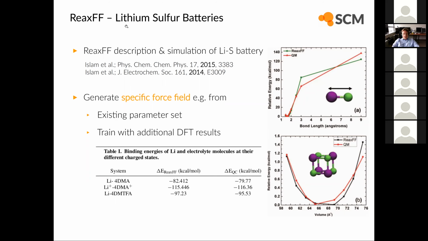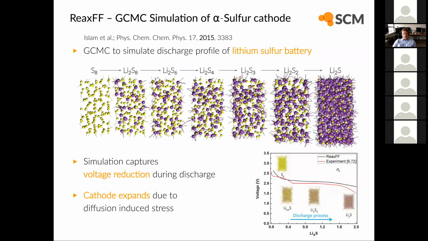As already said, in this project the researchers started by generating a specific force field for this kind of system. They used an existing older parameter set and improved it for this kind of battery system by using additional results from DFT calculations, for example, the interaction at different bond lengths and also the symmetric breathing mode of the crystal, in order to parameterize a new specific force field. This can then be used, for example, to study the cathode side of a battery, in this case an alpha sulfur cathode.